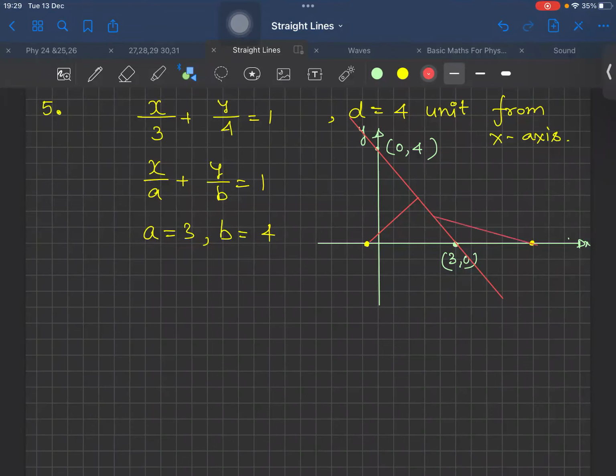It cannot be that side, no? It will not be perpendicular, because perpendicular is always this side. So it cannot be that side. So this is given, this you have to find out. This distance is given as 4. So this perpendicular length is 4, given to you from here to here.